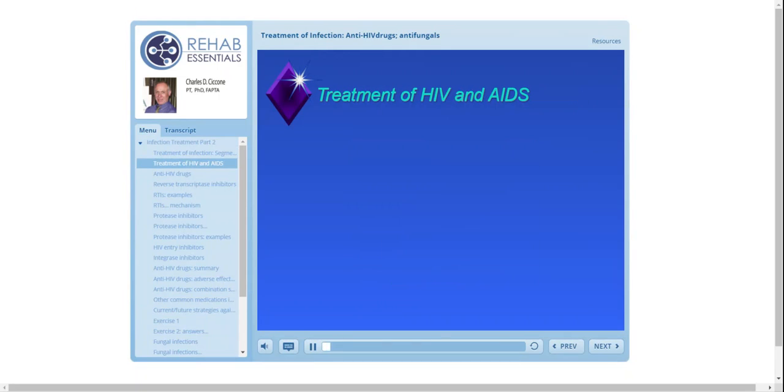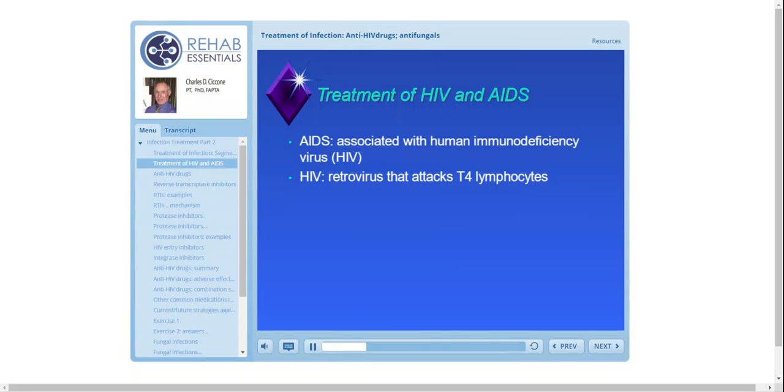So the treatment of HIV and acquired immunodeficiency syndrome, we know that AIDS is associated with a very specific virus called the human immunodeficiency virus, or HIV. And this is a virus that starts out with RNA. It's often termed a retrovirus because of that fact. And it attacks very specific lymphocytes, the T4 lymphocytes, that are such an important component in our immune system. This is an infectious agent that impairs our ability to deal with infection. It does that by affecting these lymphocytes or impairing their function.